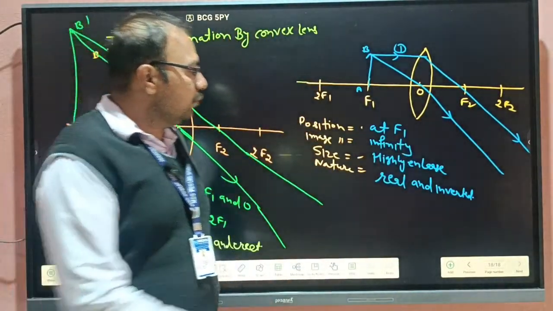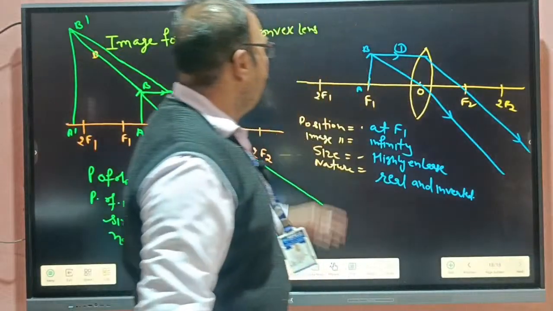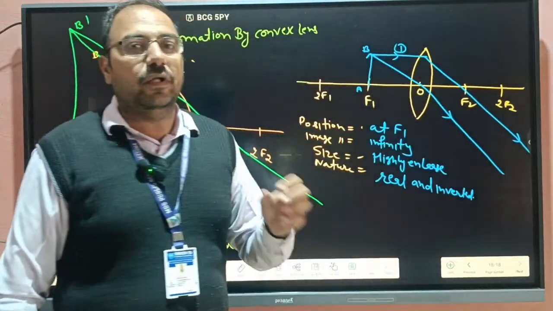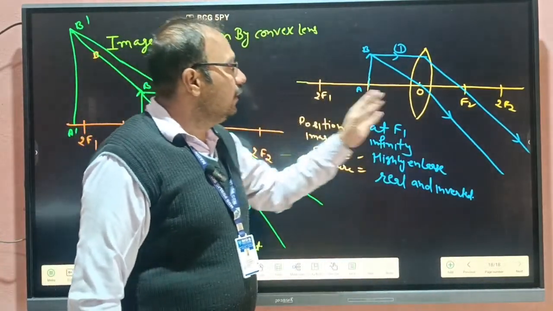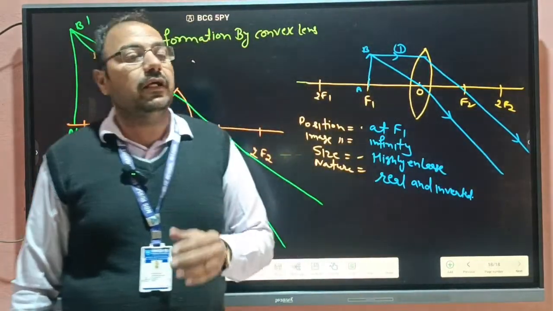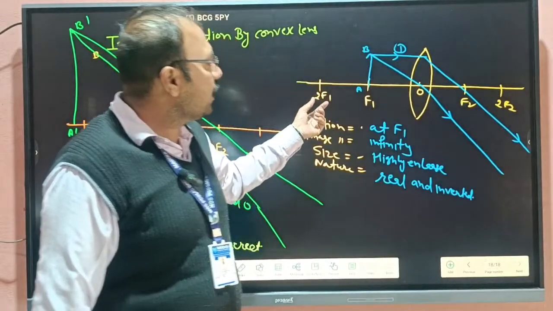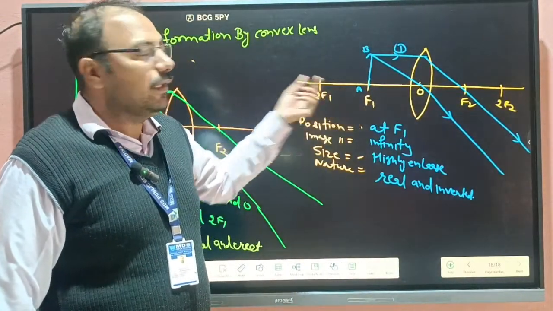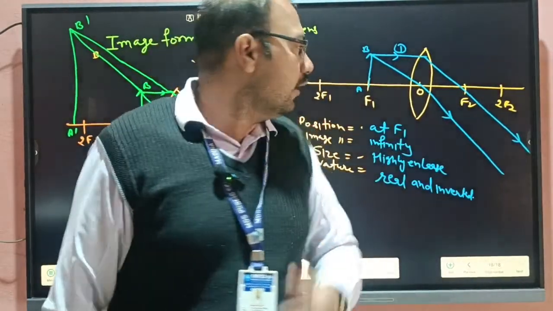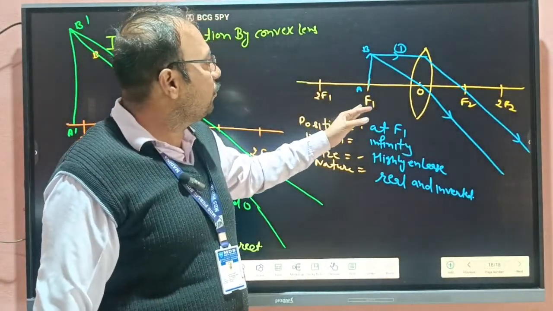Next, we put the object at 2f1, and the image forms at 2f2. The image is the same size, and its nature is real and inverted. When we put the object between 2f1 and f1, the image forms beyond 2f2 and the size of the image becomes large.